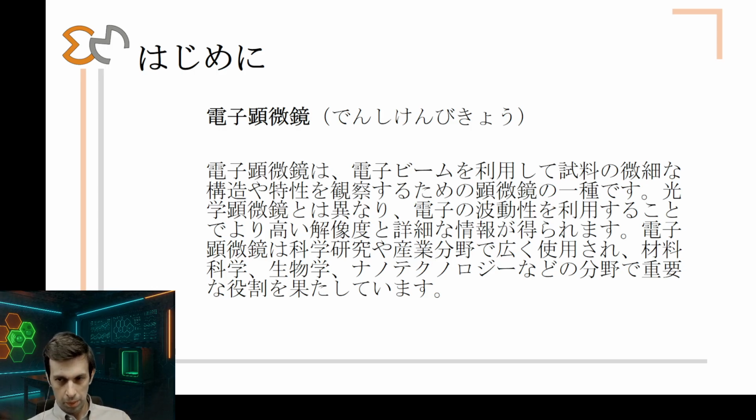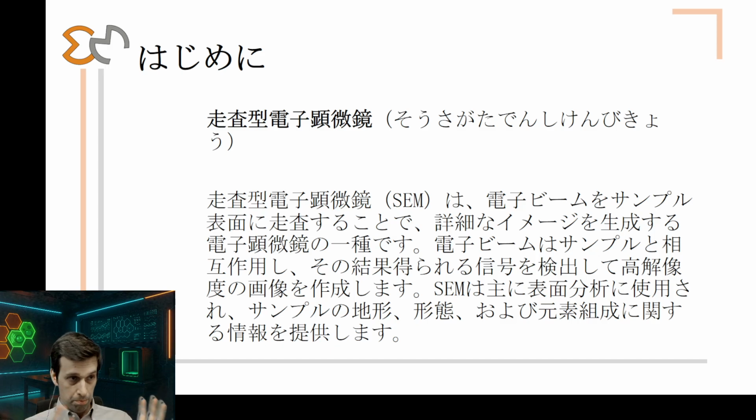Electron microscopes are devices that use an electron beam to focus on the surface of a sample, using the wave-like nature of electrons, and we can detect back the signal. So it works like a conventional light microscope, but instead of using a light beam, we are using an electron beam. There are mainly two kinds of electron microscope.